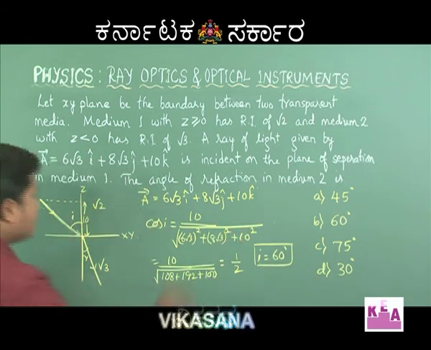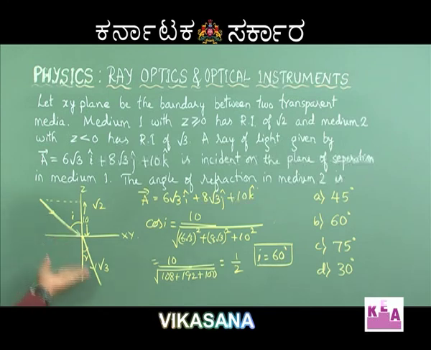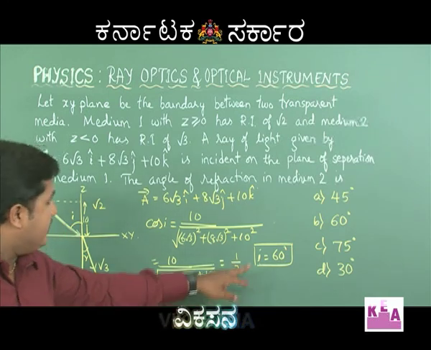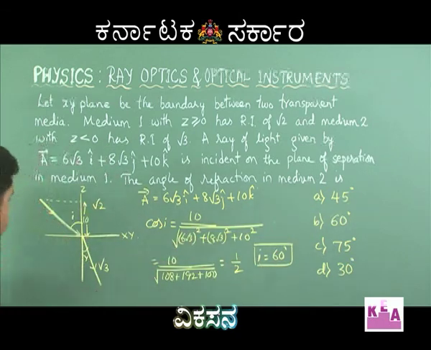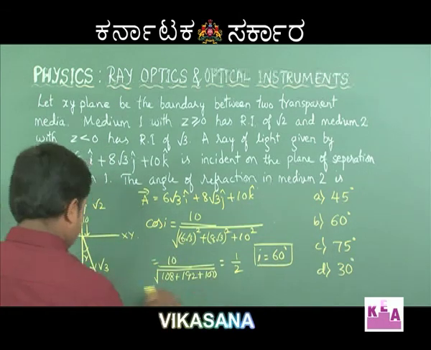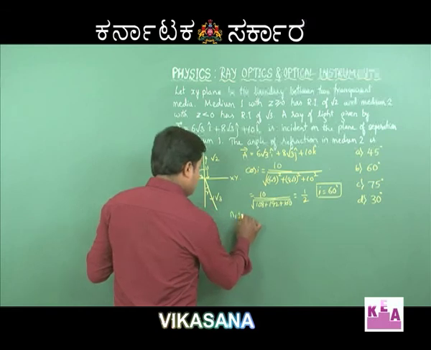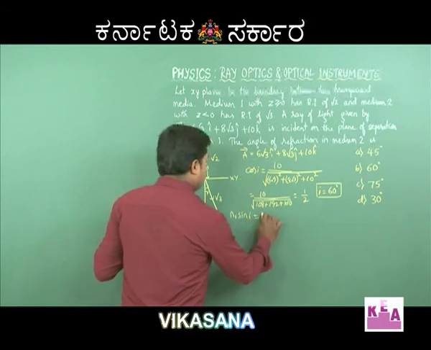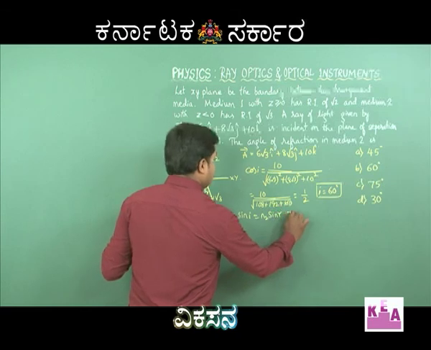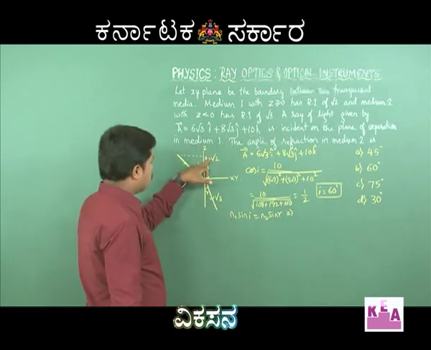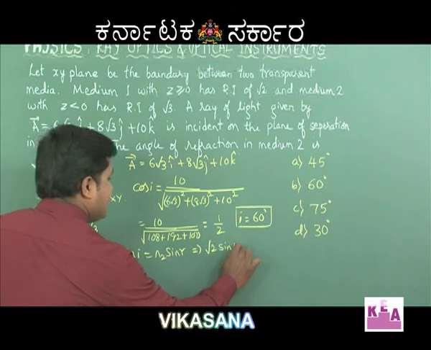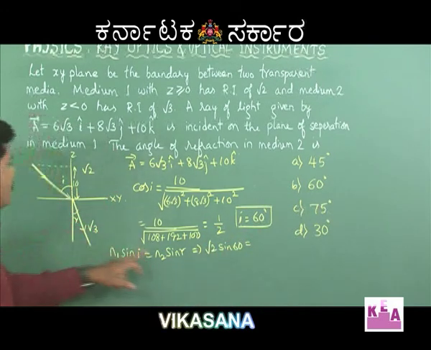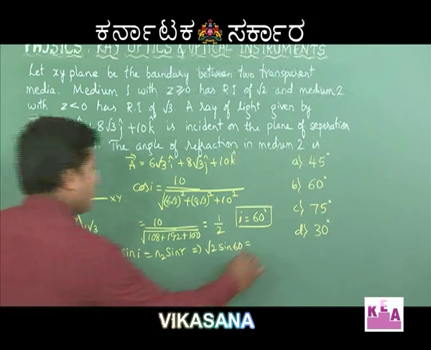If i is 60 degree, then find out r using Snell's law. Obviously r has to be less than 60 degree. You can easily eliminate two options, B and C. The answer has to be either A or D. Let's work it out using Snell's law, which is n1 sin i equal to n2 sin r. This gives me n1 is √2, sin 60. √2 sin 60 is equal to √3 sin r.